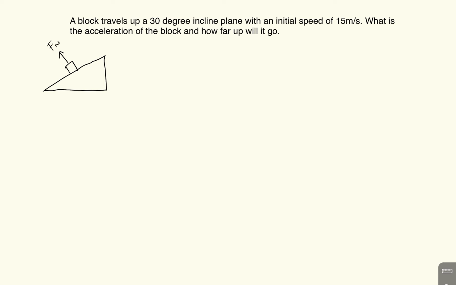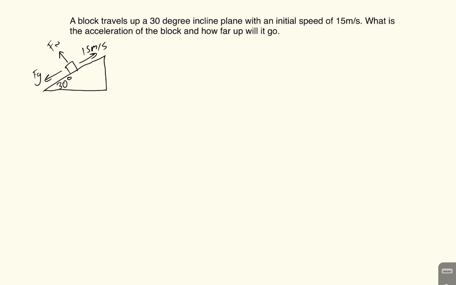We have a normal force acting on it. It's going up the ramp at 15 meters per second. And then we have the force of gravity, which is almost pulling it in reverse or slowing it down. And then we'll have a 30-degree ramp. Now the question's asking what the acceleration of the block is and how far up it'll go.